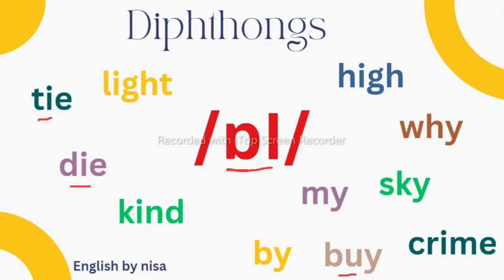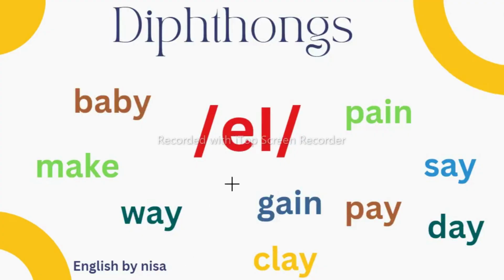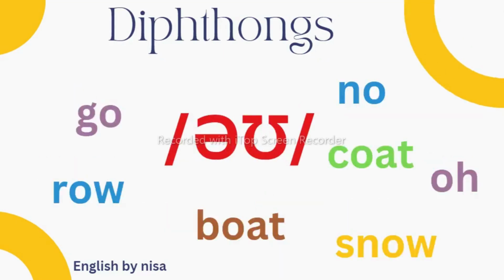Now let's move to another diphthong. This second diphthong is E and I together, which produces a sound like in pain. The A sound is coming, and in say, day, pay, gain. The A sound is coming. Those are all diphthongs which produce the A sound. Let's move to another example. We have a total of 8 diphthongs. The third one produces the O sound, as in no, and coat. The O sound is coming, in snow, and in boat. The O sound is coming, in row and go.